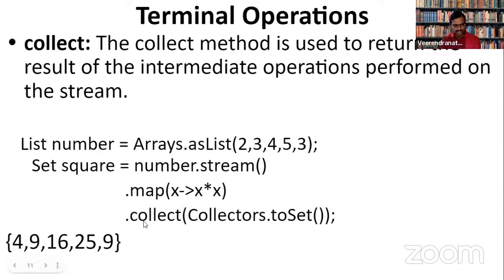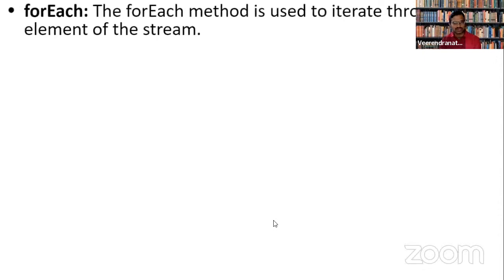What is the responsibility of collect here? The responsibility of collect is to take elements from the stream, most often a collection of intermediate operation elements. Generally after the intermediate operations only, you will have a collection. So Collectors.toSet is one thing, toList is another. Then it is all about forEach.